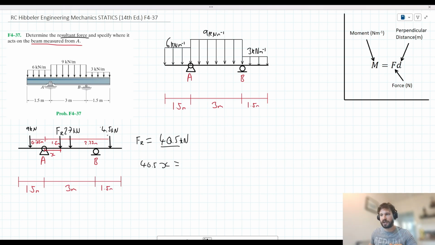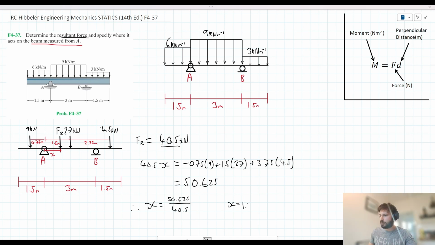The moment produced by the three constituent forces is going to be minus 0.75 times 9 plus 1.5 times 27 plus 3.75 times 4.5. I'm going to decimalize our right-hand side here by just putting it into a calculator real quick. So our right-hand side is equal to 50.625. Now we can divide both sides by this 40.5 coefficient to give x. Put that in our calculator, we find that x is equal to 1.25 meters.